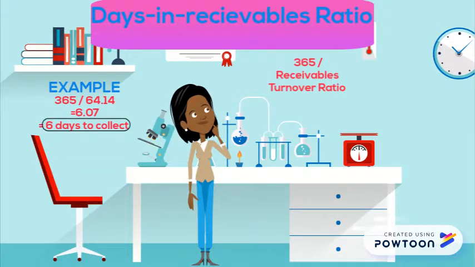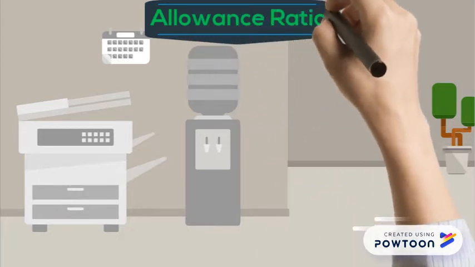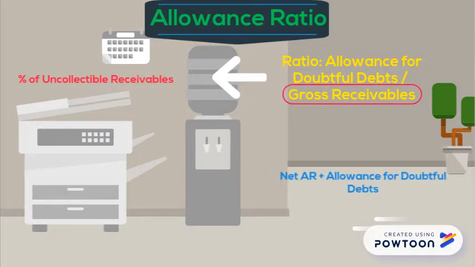Finally, the allowance ratio compares the allowance account to gross accounts receivables, determining the percentage of receivables expected to be uncollectible in the future. The allowance ratio is stated as follows: allowance for doubtful debts divided by gross receivables, where gross accounts receivables is net accounts receivables plus the allowance for doubtful debts.